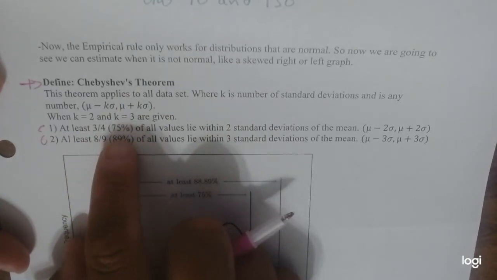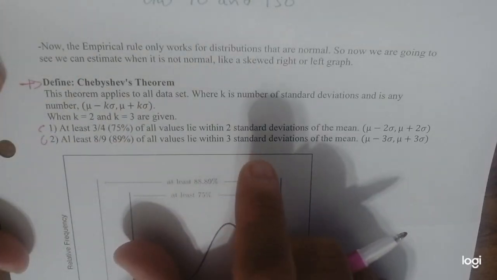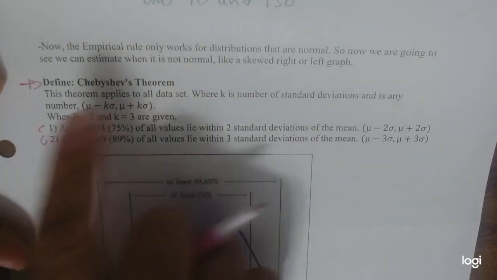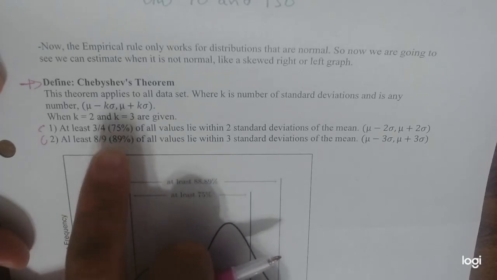The percentages are off. According to the empirical rule, if you're 3 standard deviations away, you're guaranteed what? So hopefully you said 99.7%. According to him, you're at least 89%. So those are the two differences.